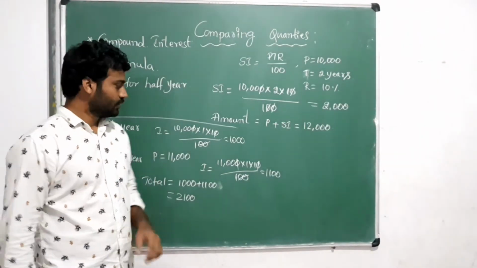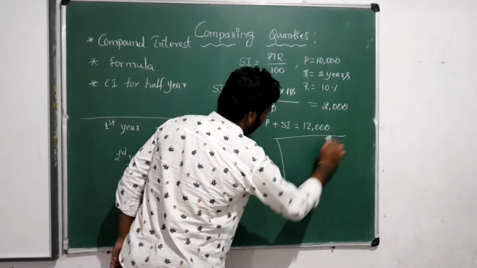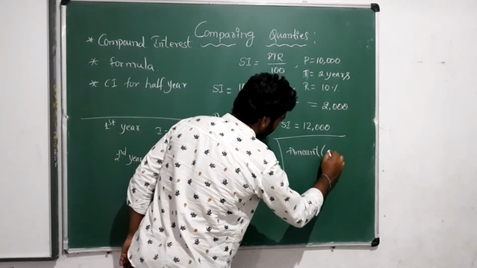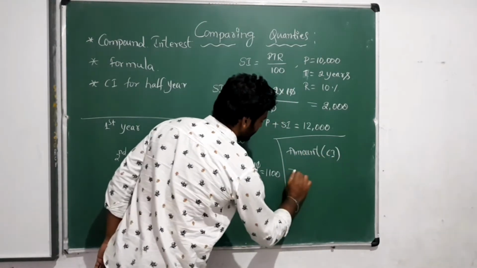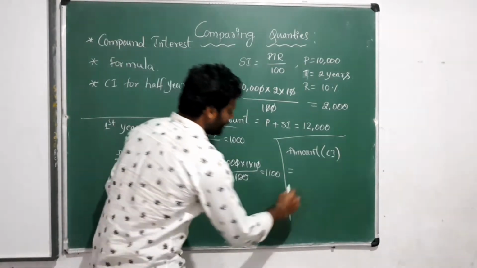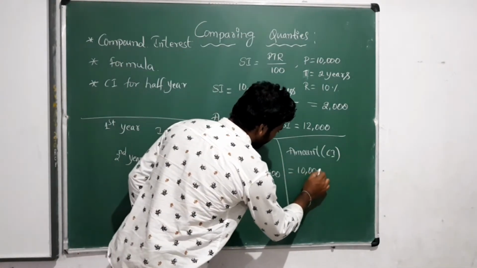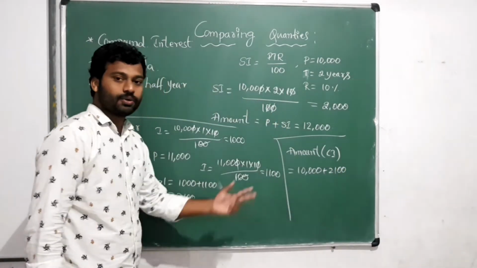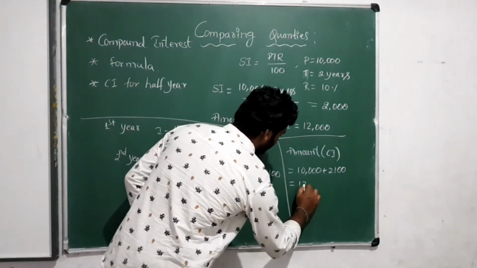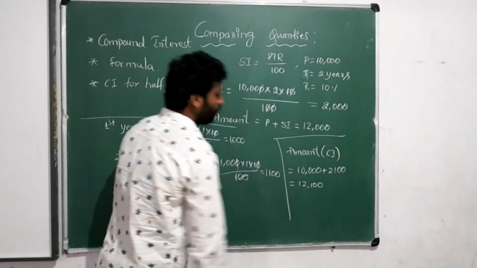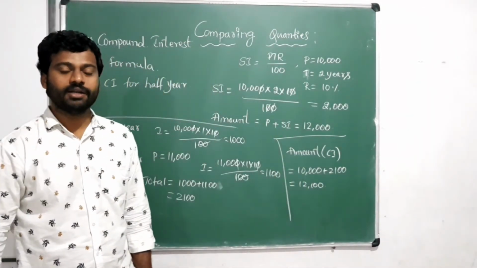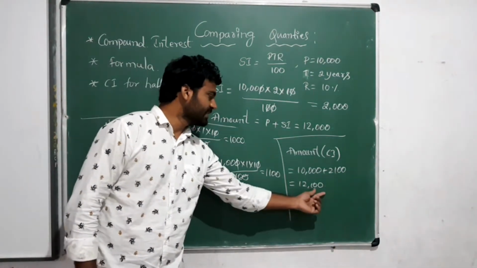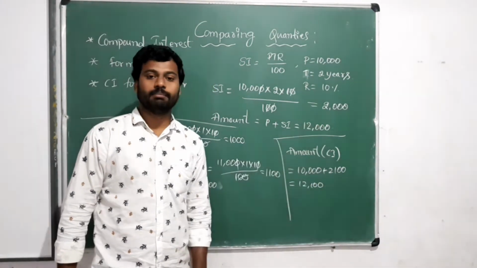2,100. So the amount I am going to pay by compound interest, what is it? 10,000 principal I have to pay plus 2,100 for the 2 years' interest. So the total is what? 12,100. Okay. So 12,100. So 100 rupees extra we are paying than the simple interest.